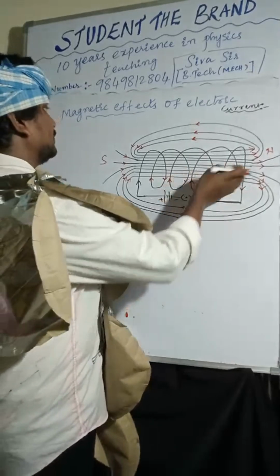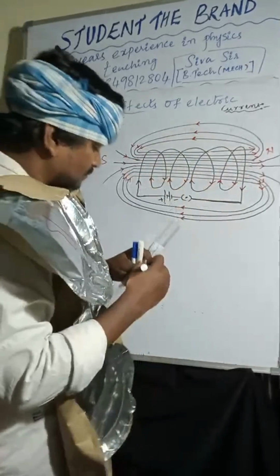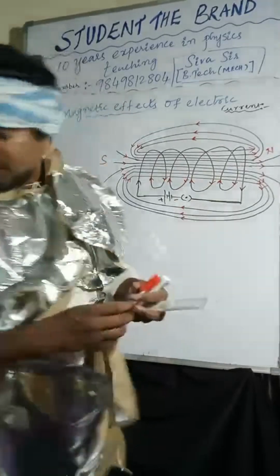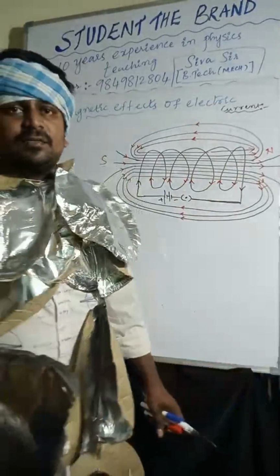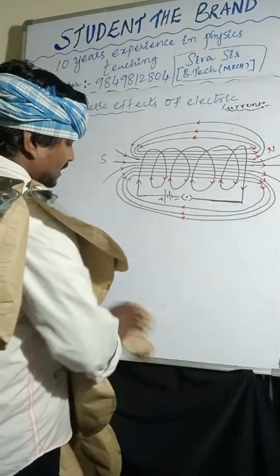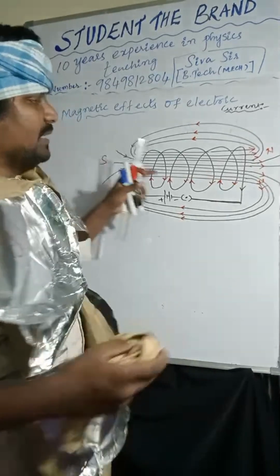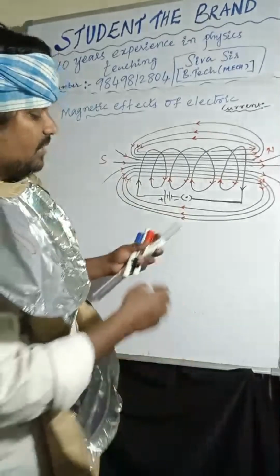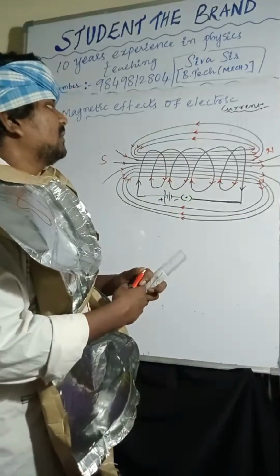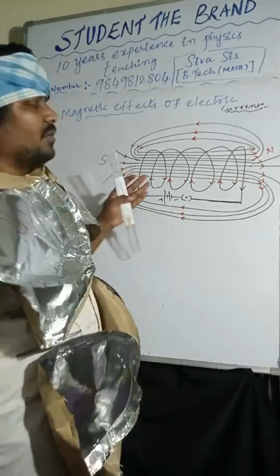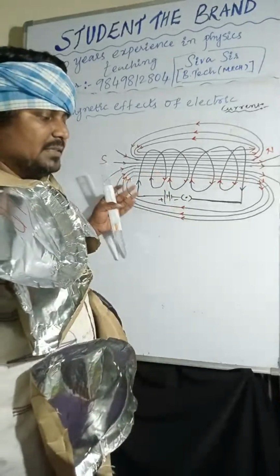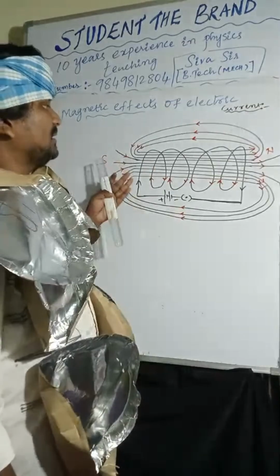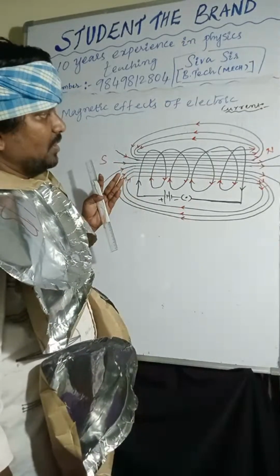I hope it is clear to you all. If the current is passing, it behaves, it acts as a magnet. A magnetic field will be created around it. The bar magnet's magnetic field is the same as it is for the solenoid also.